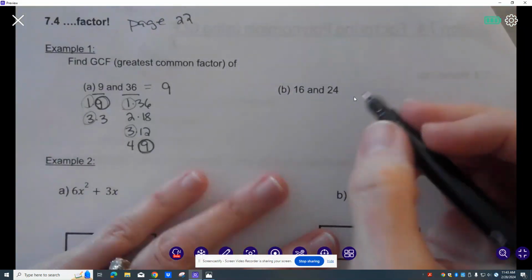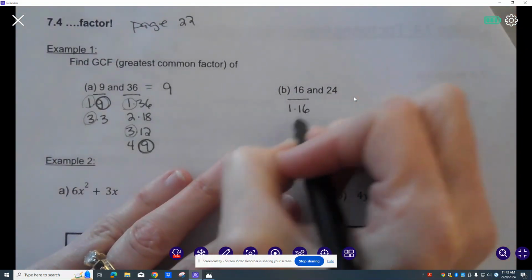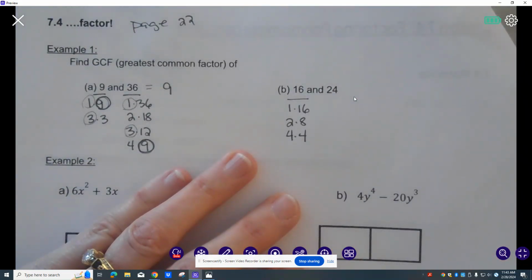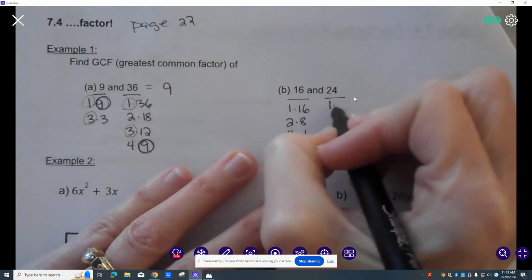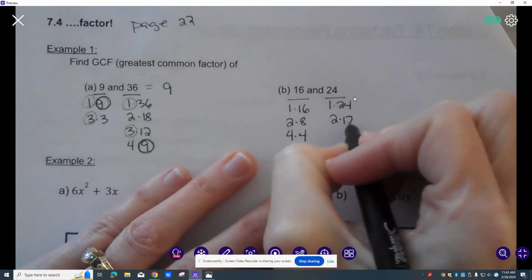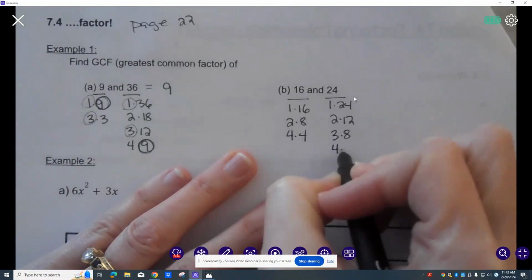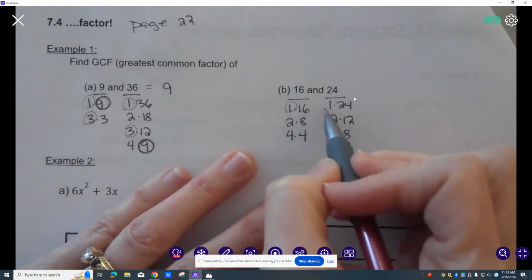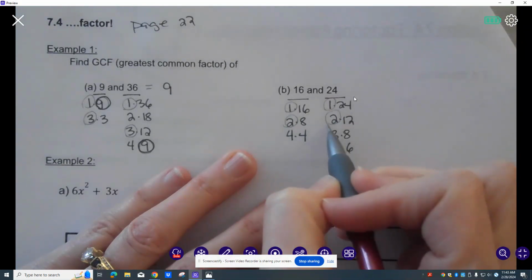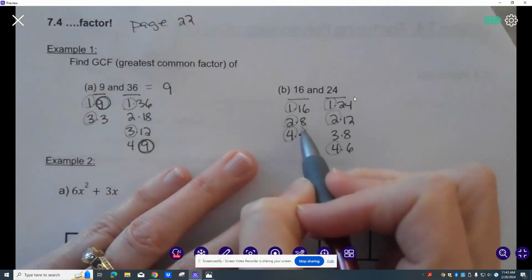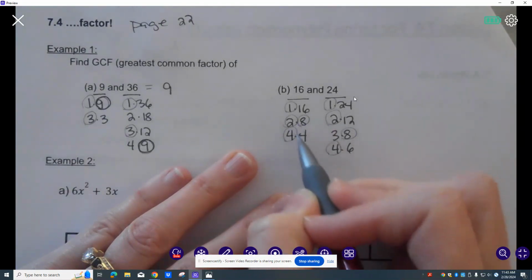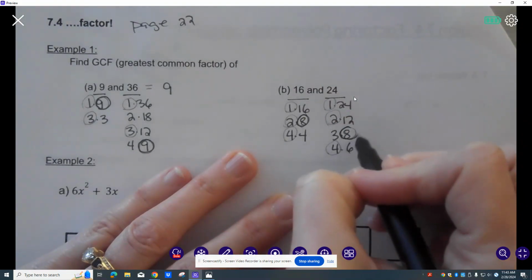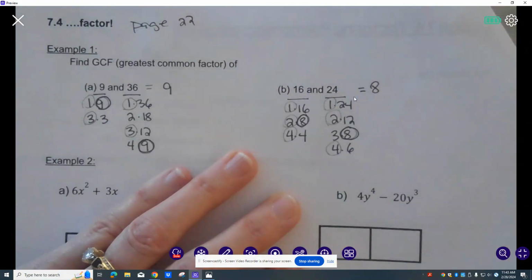16 and 24. So factors of 16 are 1 times 16, 2 times 8, 4 times 4. Again, if you need to pause the video to take these notes, do that. Factors of 24 are 1 times 24, 2 times 12, 3 times 8, and 4 times 6. Okay, so common factors. I'm going to find those in pencil. 1, 2, 4, 8, and that is it. So out of that list of common factors, 8 is the biggest. So 8 is the greatest common factor.